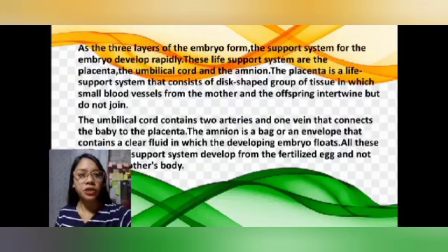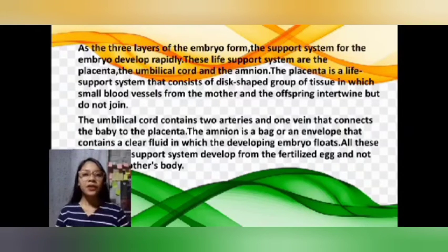And then, let's proceed to the next page. As the three layers of the embryo form, the support system for the embryo develops rapidly. These life support systems are the placenta, the umbilical cord, and the amnion.